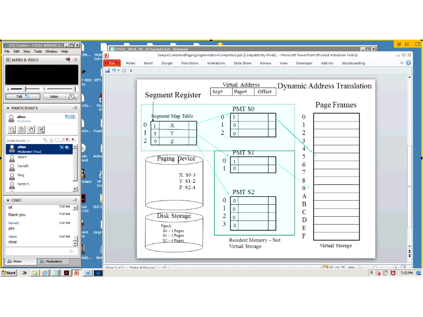Okay, I want to stop. Are there any questions about what's happening here? Is that clear? All right then, if that's the case, then let's do this.